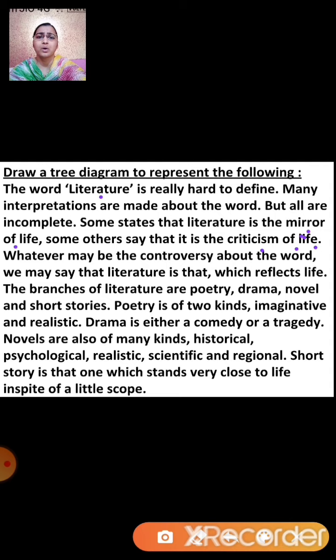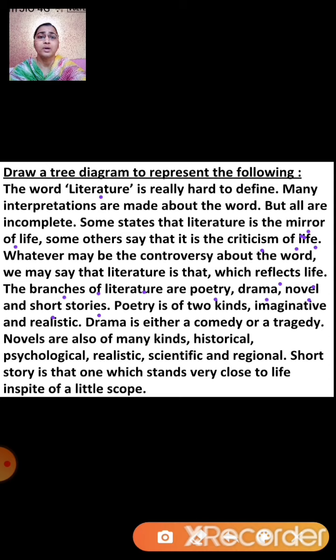Then whatever may be the controversy about the word, we may say that literature is that which reflects life. Now again I am getting a point over here, my students. See, reflects life. Then the branches of literature. Now see here, again there is a point, are poetry, drama, novel, and short stories.